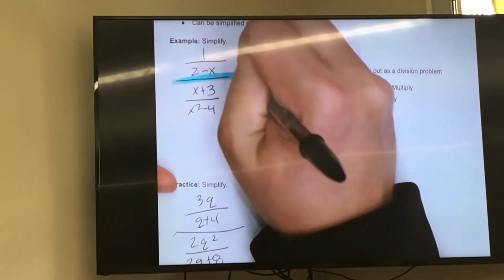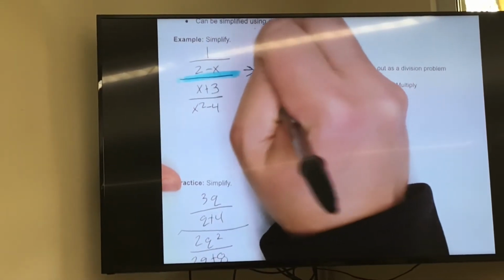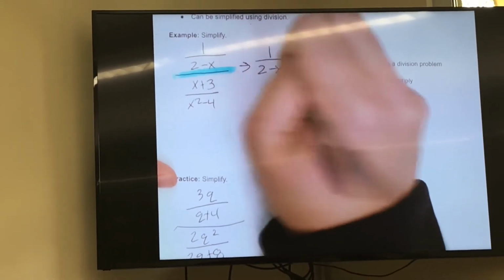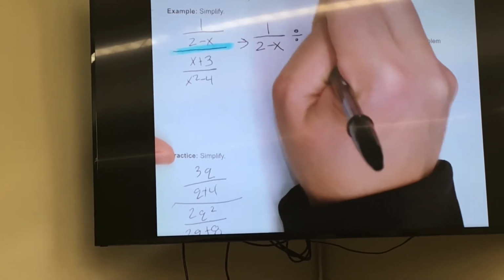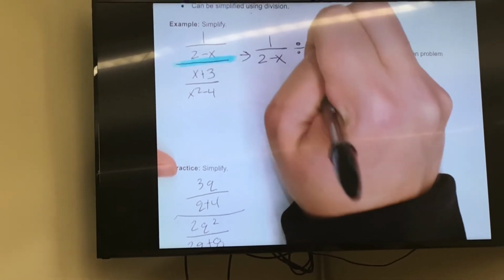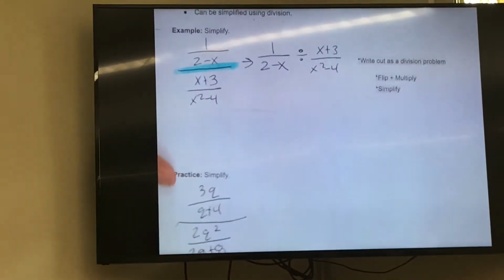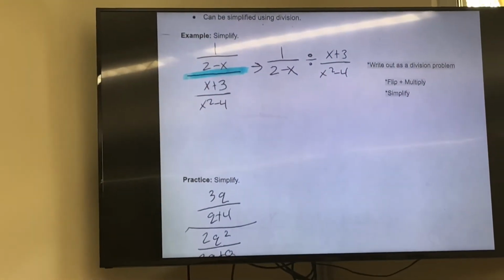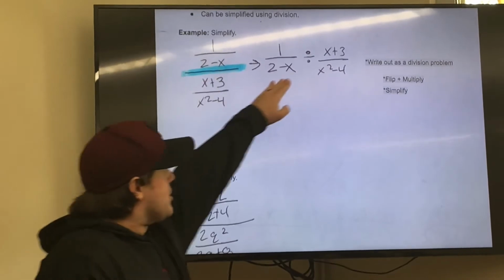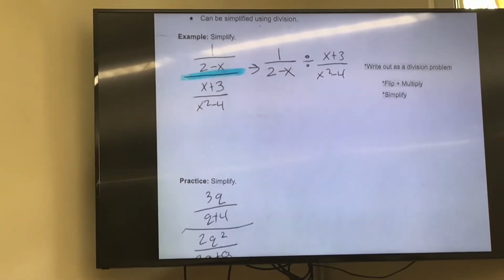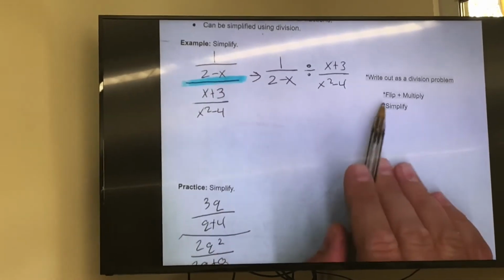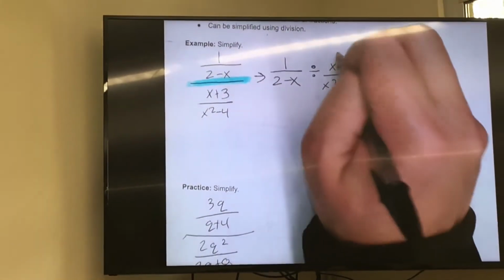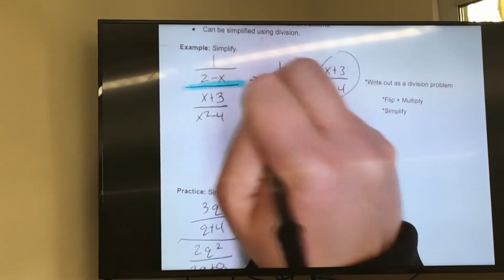In this example, we're going to write it out as a division problem to help you guys out. So to the side, I'm going to write it as a 1 over 2 minus x divided by x plus 3 over x squared minus 4. So all we are doing is instead of writing it with a fraction bar, we're going to write it with our division symbol. Our steps will be the same. The next step is to flip and multiply. So this guy is going to get flipped.